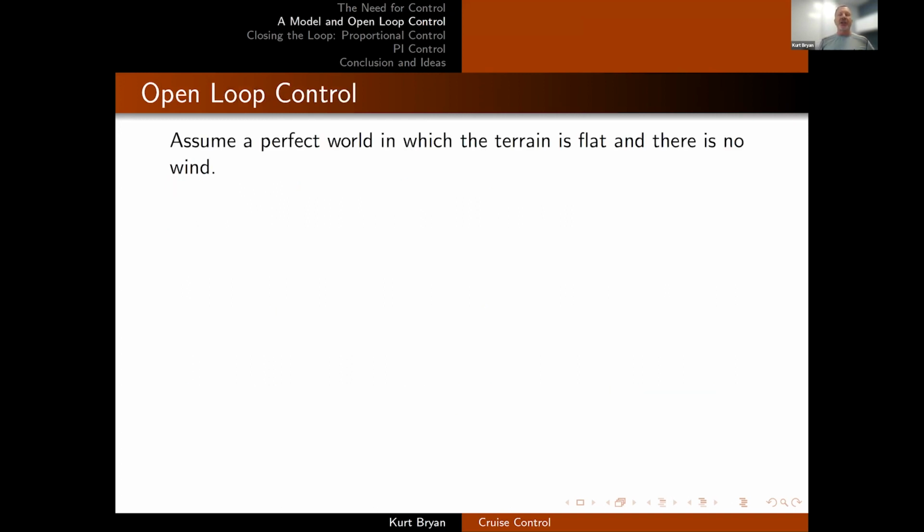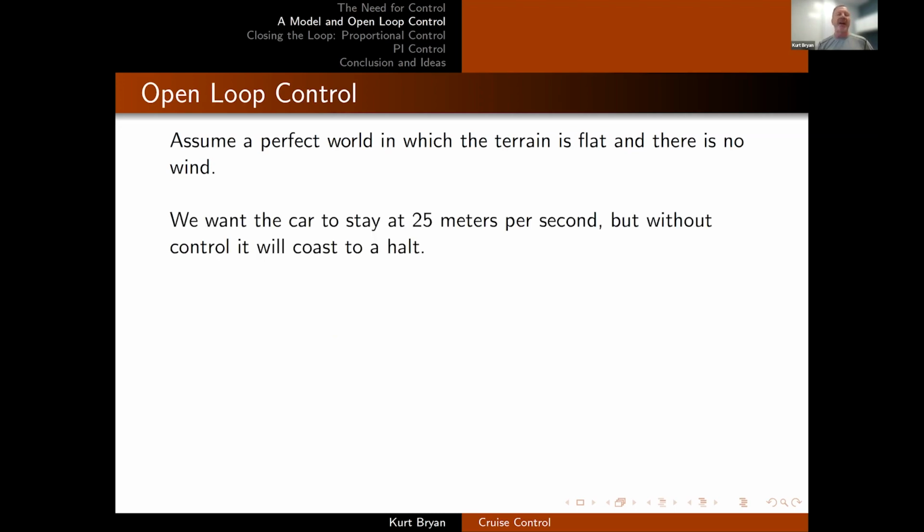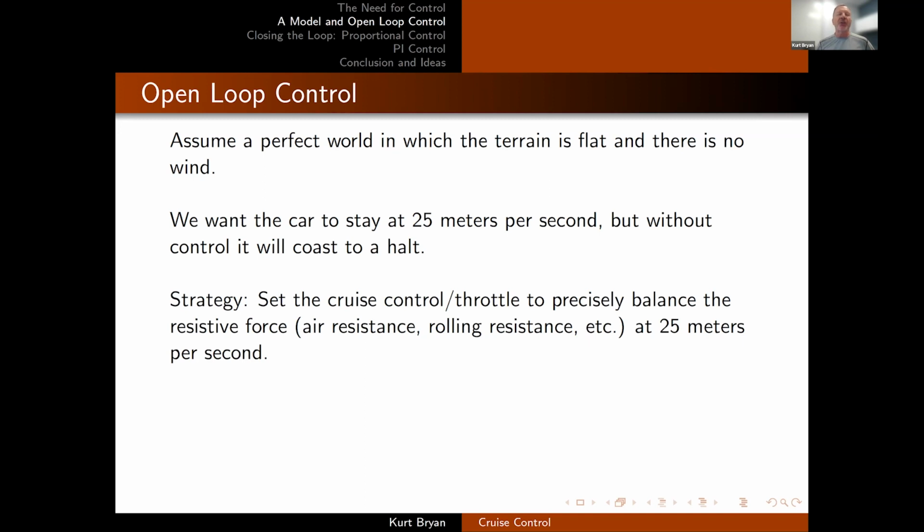So here's the situation. Let's say we're in a perfect world where the road is flat, there's no wind, and we want the car to stay at 25 meters per second. That's about 53 miles an hour. Of course, if you don't have the throttle applied, the car will coast to a halt or an idle. So here's one strategy to keep the car at the speed you want it at. And it's as simple as set the throttle, the cruise control, to maintain the throttle at whatever power is necessary to maintain 25 meters per second. Set it and forget it.